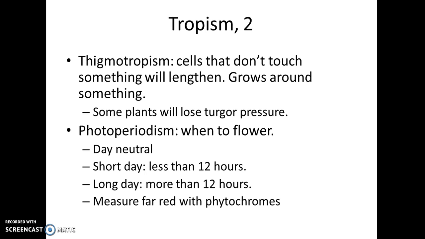Photoperiodism is a behavior which tells the plant when to flower. Some plants are day neutral, they flower at the appropriate conditions, it doesn't matter. Some plants are short day plants and will flower when there is less than 12 hours of sunlight. Some plants are long day plants and they need more than 12 hours of continuous light in order to flower. And how? Well, there are pigments called phytochromes, which measure far red light that is only given off during sunrise and sunset.